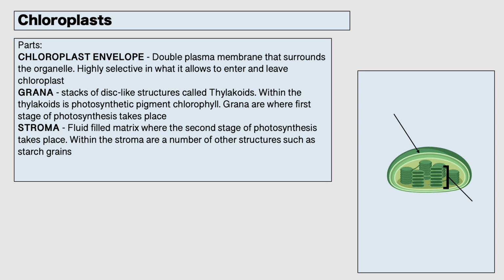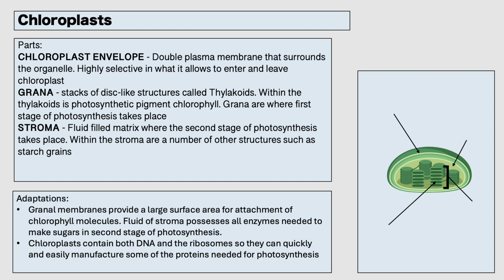Grana are where the first stage of photosynthesis takes place. The stroma is the fluid-filled matrix where the second stage of photosynthesis takes place. Within the stroma are a number of other structures such as starch grains.